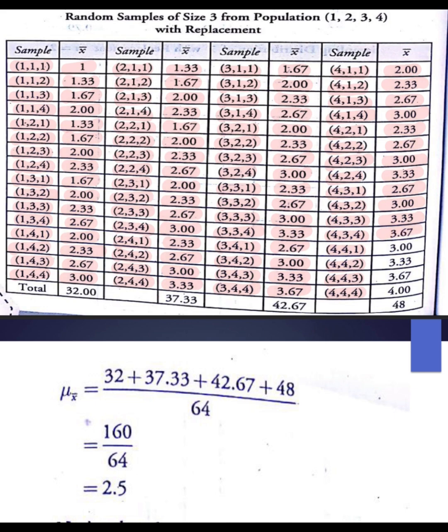4 plus 4 plus 1 divided by 3 is 3.00. 4 plus 4 plus 2 divided by 3 is 3.33. 4 plus 4 plus 3 divided by 3 is 3.67. And 4 plus 4 plus 4 divided by 3 is 4.00.